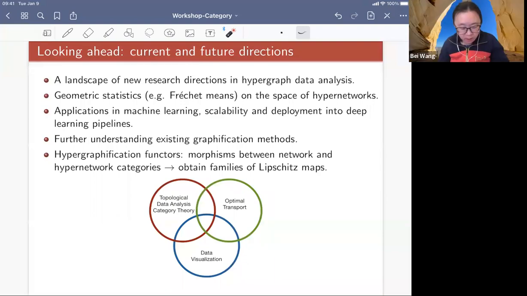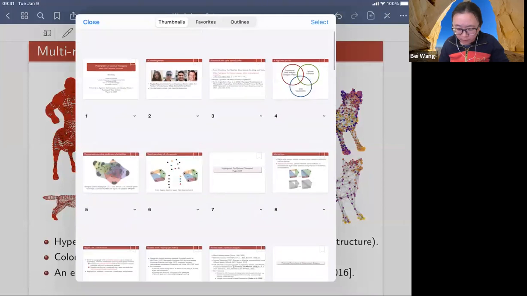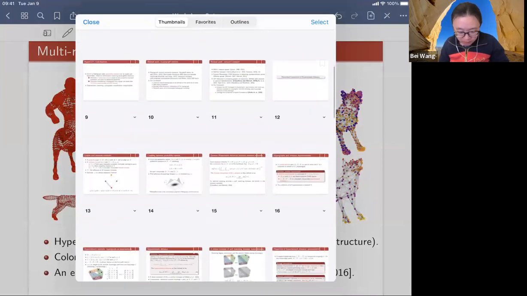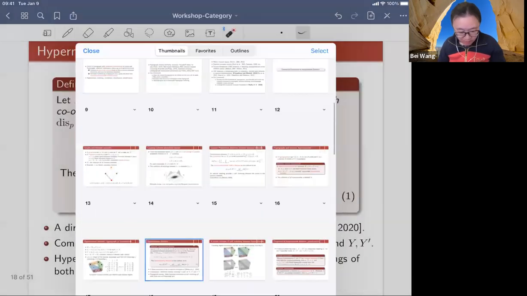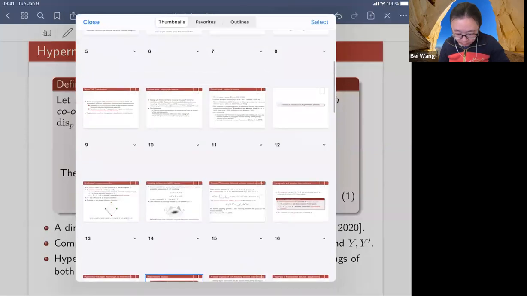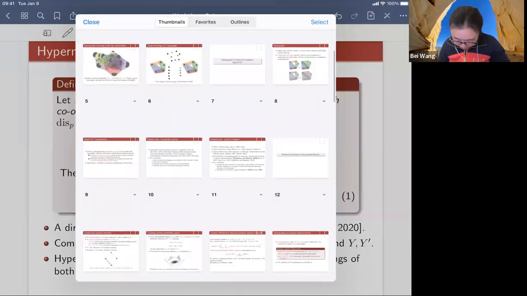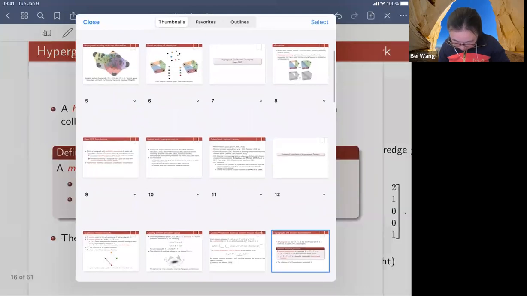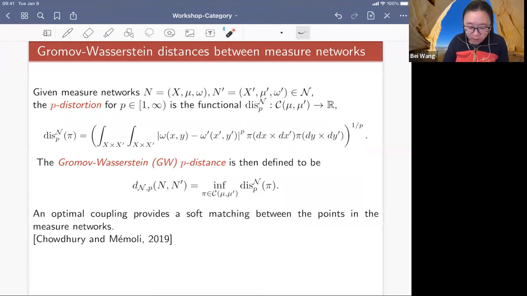I missed what was the definition of the distance for networks you were taking here? Oh, yes. For networks, it's optimal transport, and for hypernetworks, it's co-optimal transport. So this is the distance between hypernetworks. Let me go back to the network. Right here.